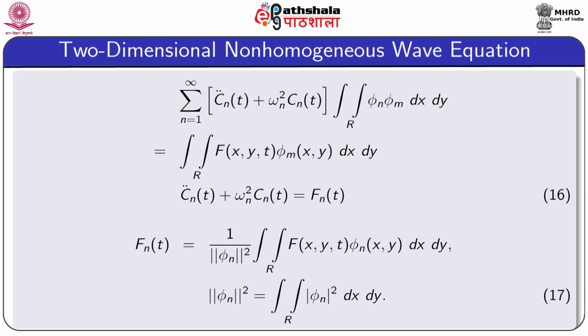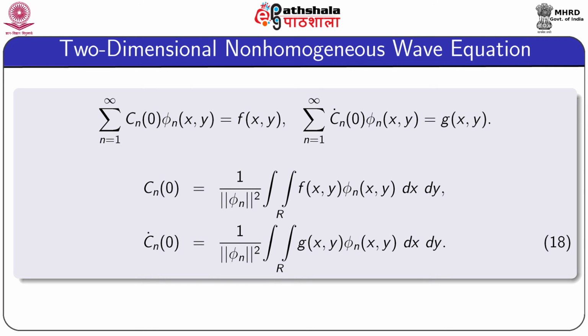Now, if we look back at equation 16, this is a second order ordinary differential equation. Now, to find the solution of this equation, we need two initial conditions. So, those two initial conditions are given by equation 18. One is the value of Cn(0) and the other one is the value of Cn dot(0).